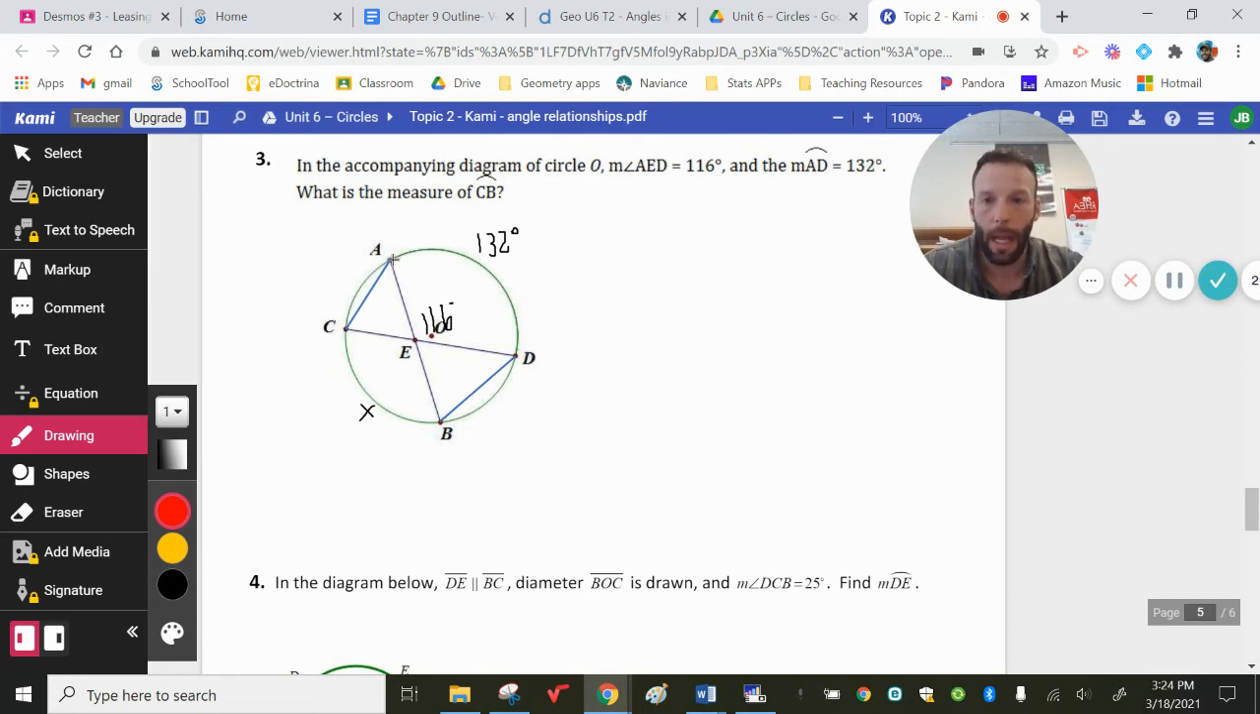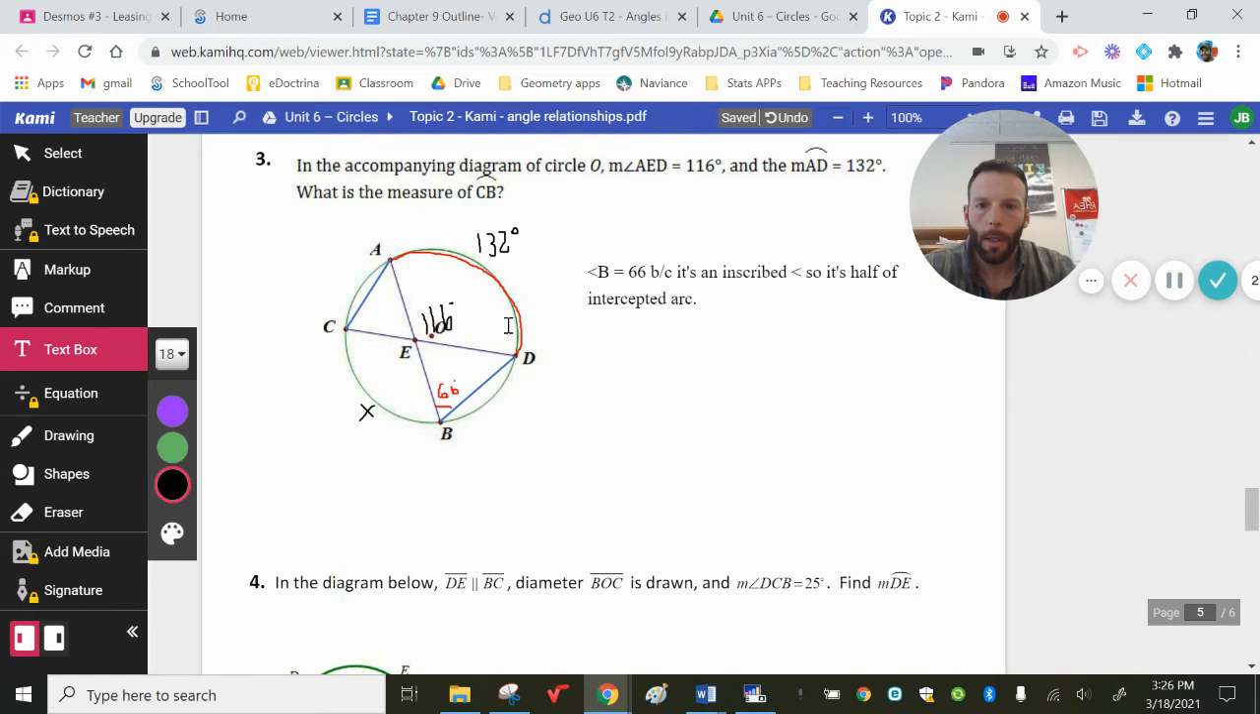And when you have an arc on the circle, if you can recognize where you have an inscribed angle that opens up to or intercepts this arc, then we can find the measure of this angle. So angle B is an inscribed angle, and it intercepts the arc from A to D. So because of that, I can say that angle B has to be exactly half of 132, okay? So angle B has to be 66 degrees.